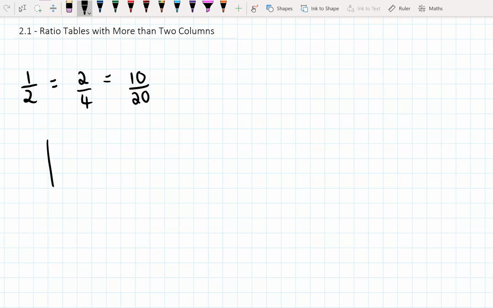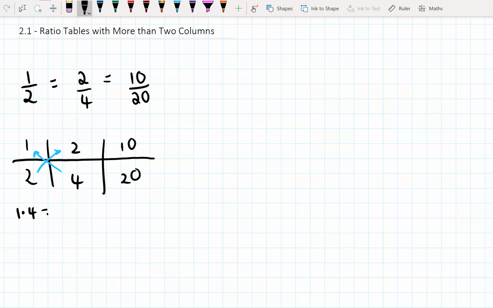Okay, so we can make a ratio table like this that has 1, 2, 2, 4, 10, 20. And what you'll see if we do this is that the relationship between the boxes in the table stays the same. So if we go like this, okay, we get 1 times 4 is equal to 2 times 2. So 1 times 4 is 4, and that's equal to 4. Okay, lovely. Let's try another one.